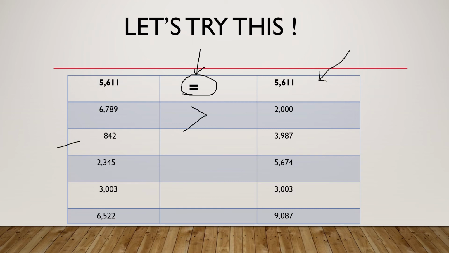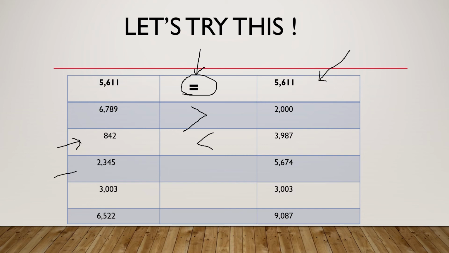Okay, moving on to the next number. The next number is 842. We have to compare it with 3,987. Now, I had told you, whenever there is a three-digit number and a four-digit number, who wins? Who gets the biggest sign? Well, obviously, the one with the more digits. So, over here, 842 is less than 3,987. So the alligator has again opened his mouth towards the bigger number.